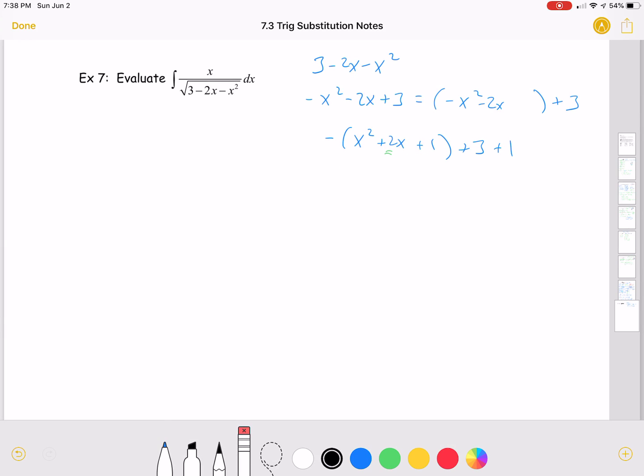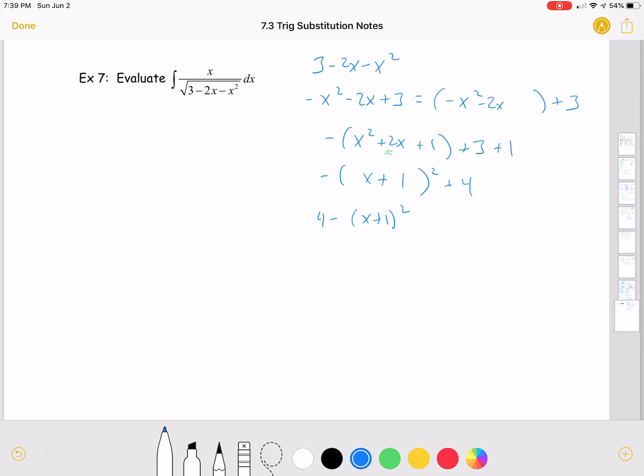So this is now in the correct form. This factors. This is a perfect square trinomial. It would be x plus 1 times x plus 1, or x plus 1 squared, and then on the outside I get plus 4. So what I really have, if I rewrite that, is 4 minus x plus 1 squared. Okay, we're almost to where we need to be.